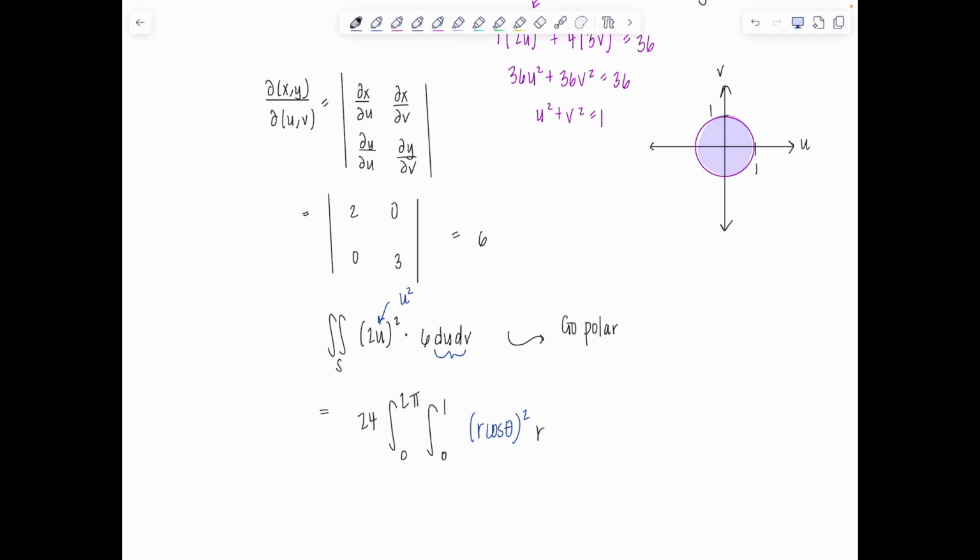r d theta. So we kind of changed coordinate systems twice. Do you see that? We went from xy to uv, picked up a 6, and then from uv we decided to go polar, picked up an r. Okay. From here, do you need me to keep going?